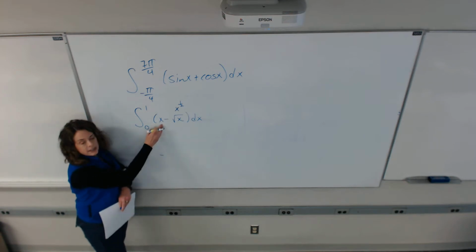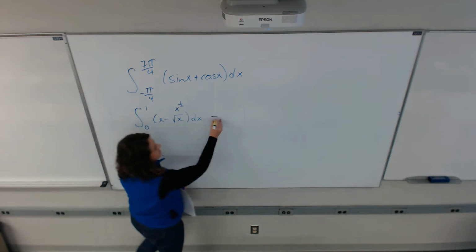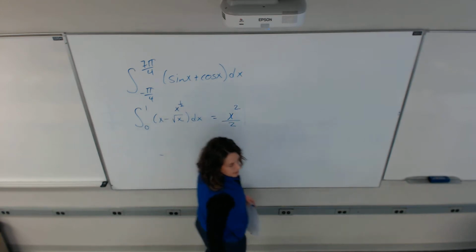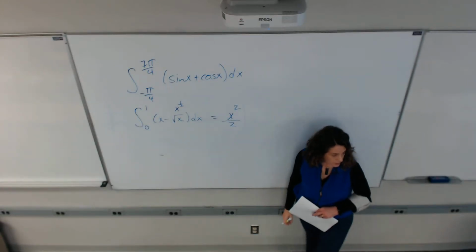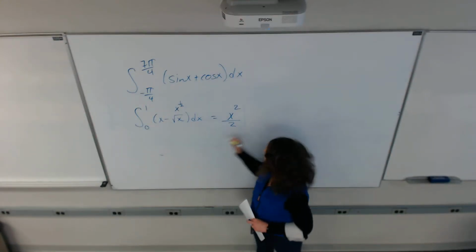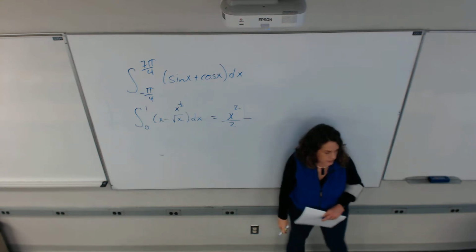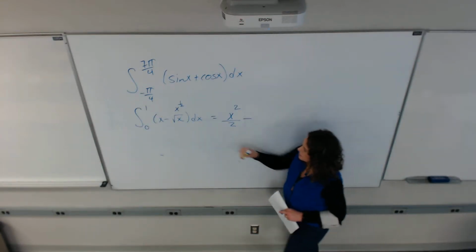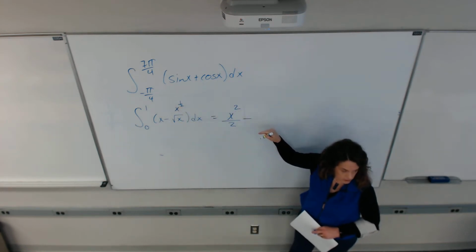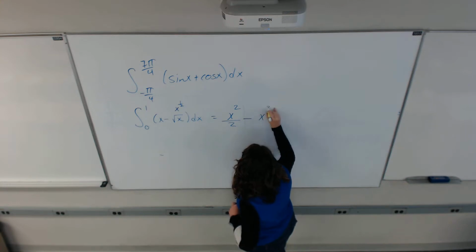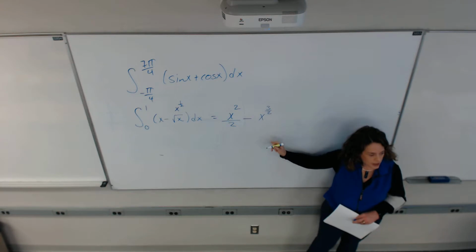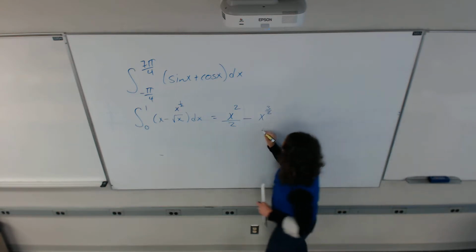Give me an antiderivative for x. Raise the power by 1, divide by the new power. That's undoing the power rule. The negative is a constant. It just pulls through. What is the antiderivative of x to the 1/2? Raise the power by 1, 3/2. And dividing by 3/2 is the same as multiplying by 2/3, the reciprocal.